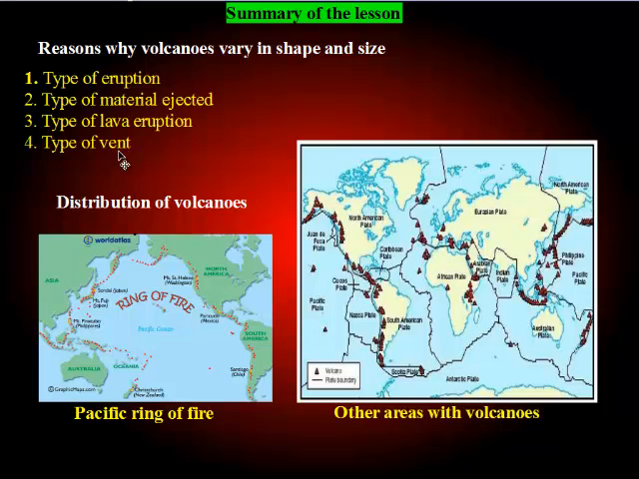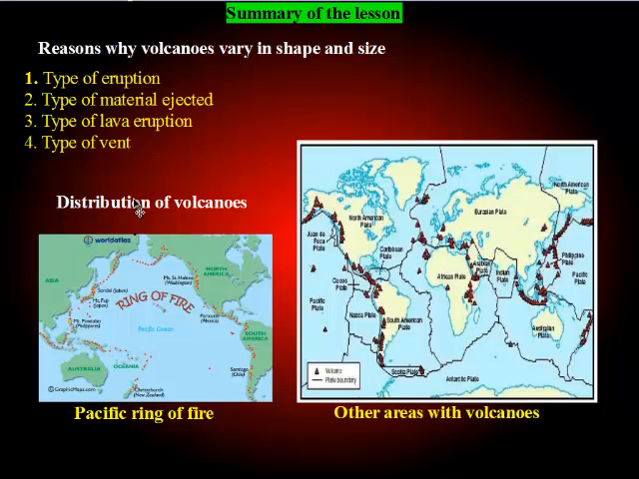If the vent is huge, that means more magma will be allowed onto the surface, thereby forming huge volcanic landforms or huge mountains. And if the vent is small, that means a very small amount of magma will be allowed onto the surface, thereby forming small mountains or cones.